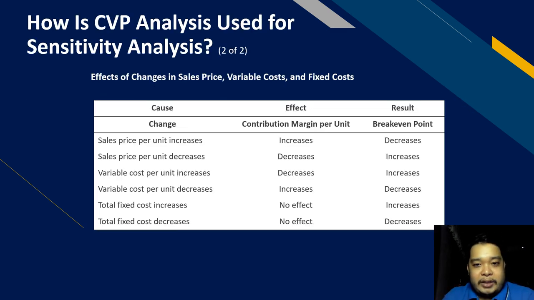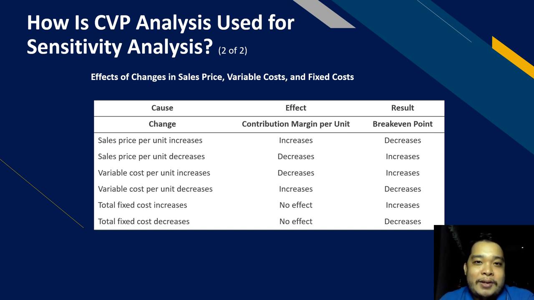Now, as a summary, every decision of the firm will either affect its sales price, its variable cost, or its fixed cost. For example, more training means increase in fixed cost, right? So that's an HR issue. For example, going PayMaya instead of cash collections. If you collect via PayMaya, they will charge a transaction fee. That transaction fee is a variable cost, so it will increase variable cost.